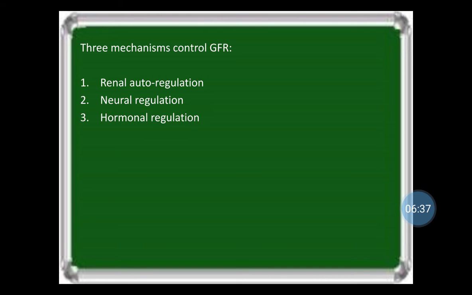Then third is the hormonal regulation. First hormone is angiotensin II, and second hormone is atrial natriuretic peptide. Angiotensin II is a potent vasoconstrictor, and ANP causes an increase in the capillary surface area available for filtration.